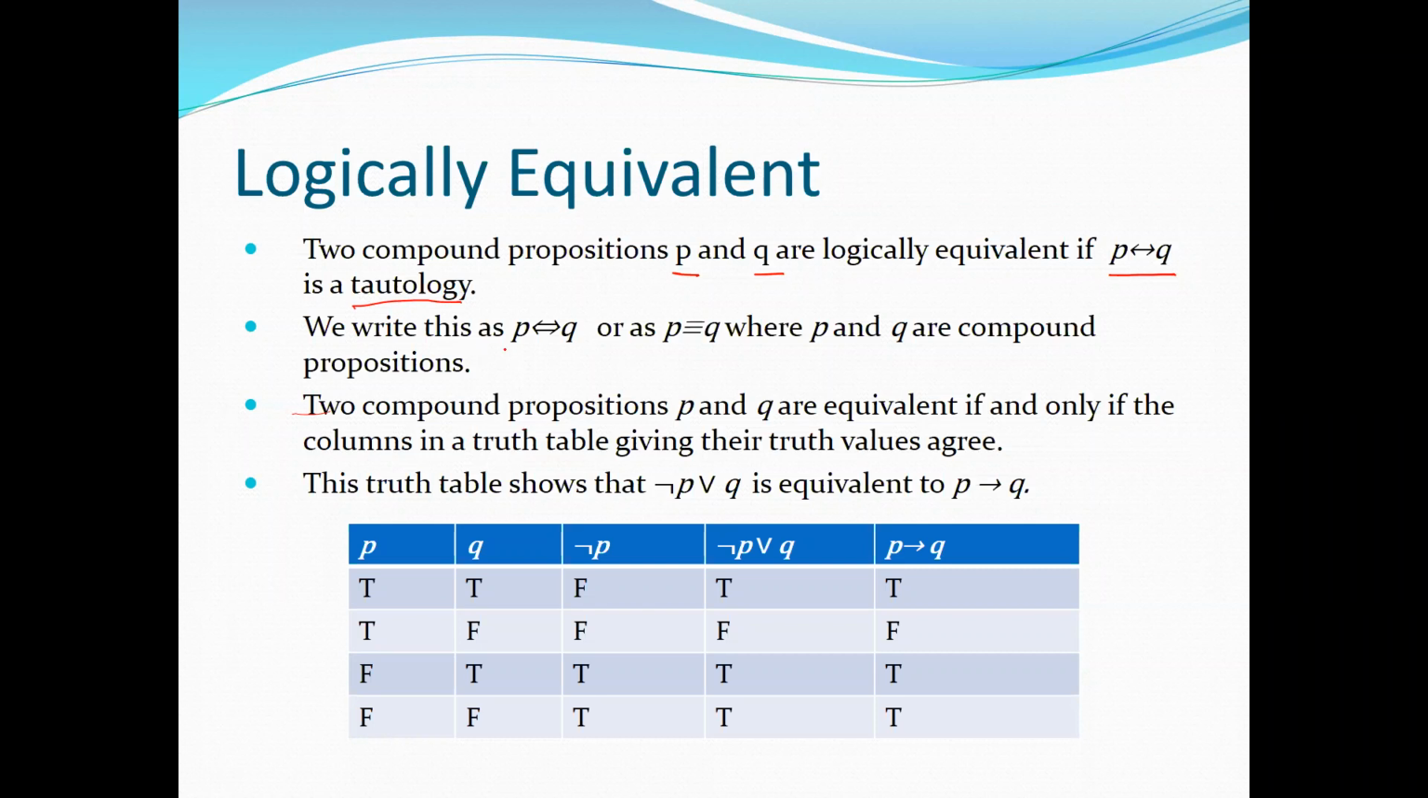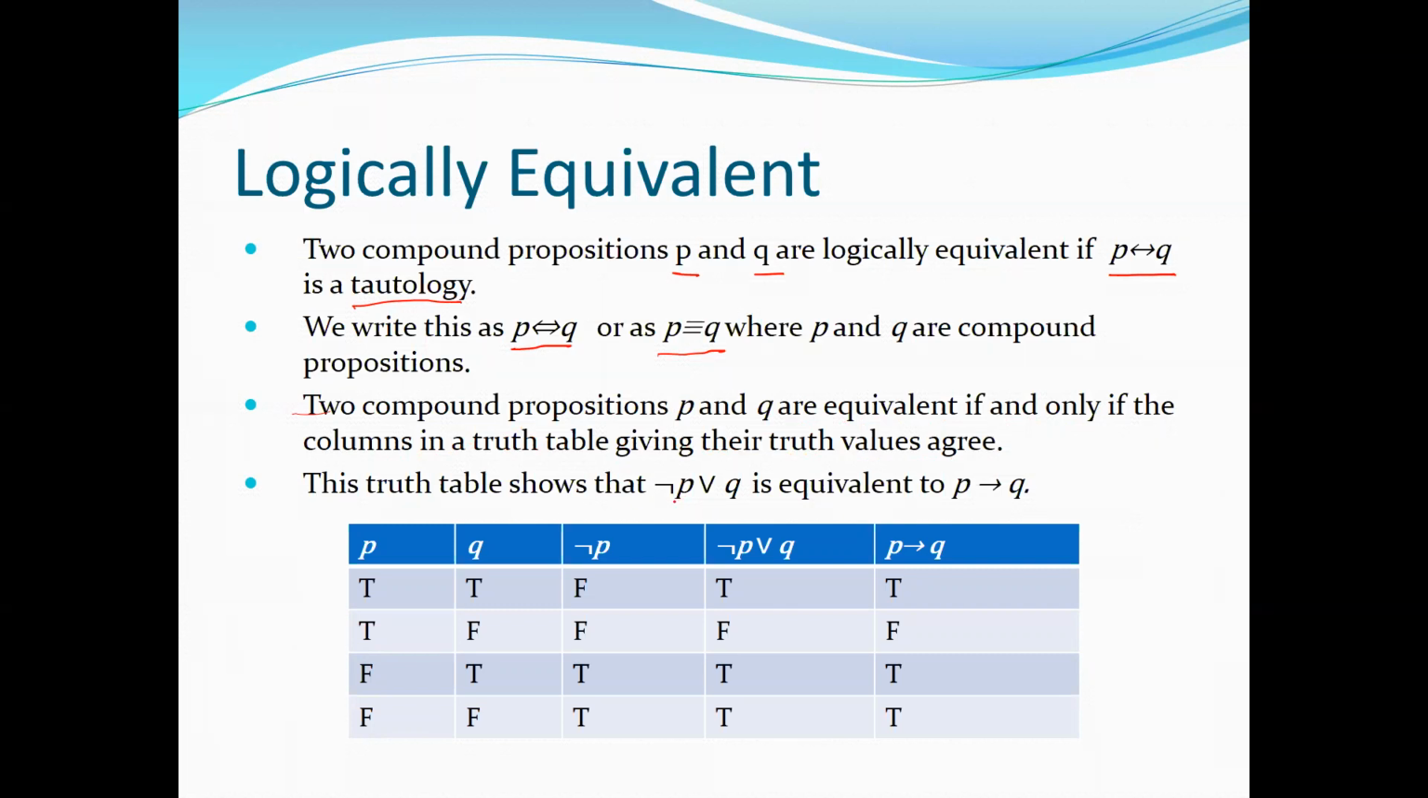So we write it as P, a bold arrow with Q, or P with three dash signs, not the equal sign but the three signs for equality, P equivalent to Q, where P and Q are compound propositions. Two compound propositions P and Q are equivalent if and only if the columns in the truth table give their true values agree. So obviously the way to prove this is always to construct a truth table and then find the truth values. Let's see.